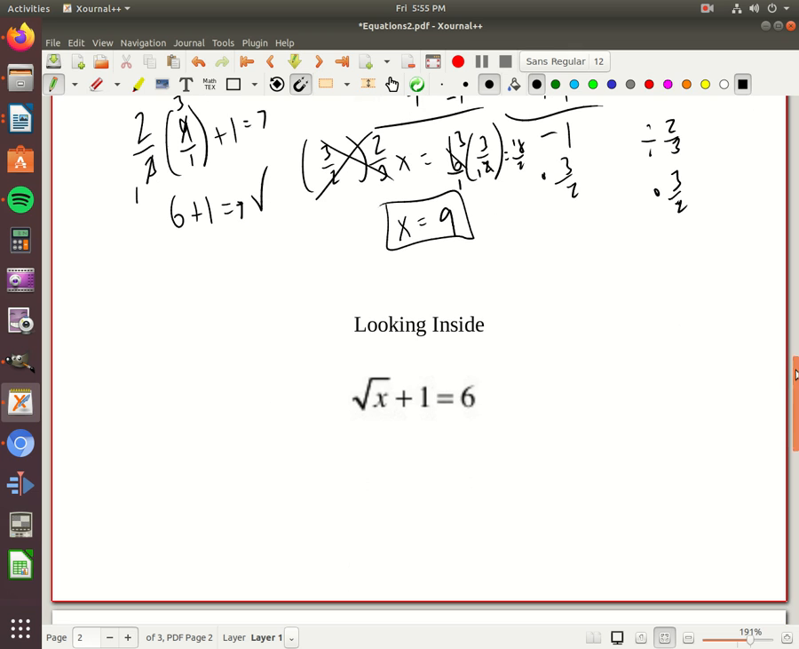And if I go to looking inside on this one, my idea would be this. Hey, look, I know that 5 plus 1 equals 6. So how do I make this equal 5? The square root of what number equals 5? And of course it's 25. The square root of 25 is 5. So if I sub that in. So again, looking inside is just sort of taking a step back and looking at the problem and seeing if there's an easy way to solve it in your head.